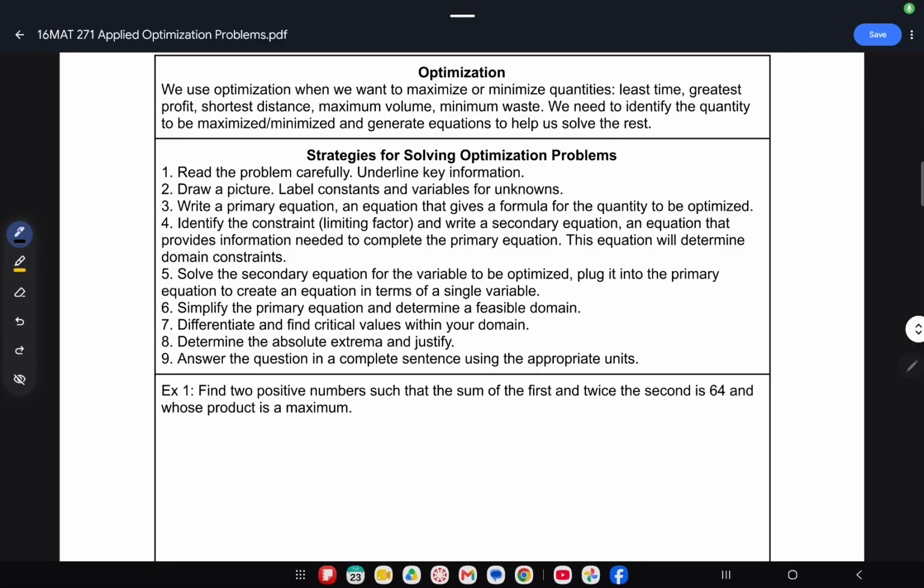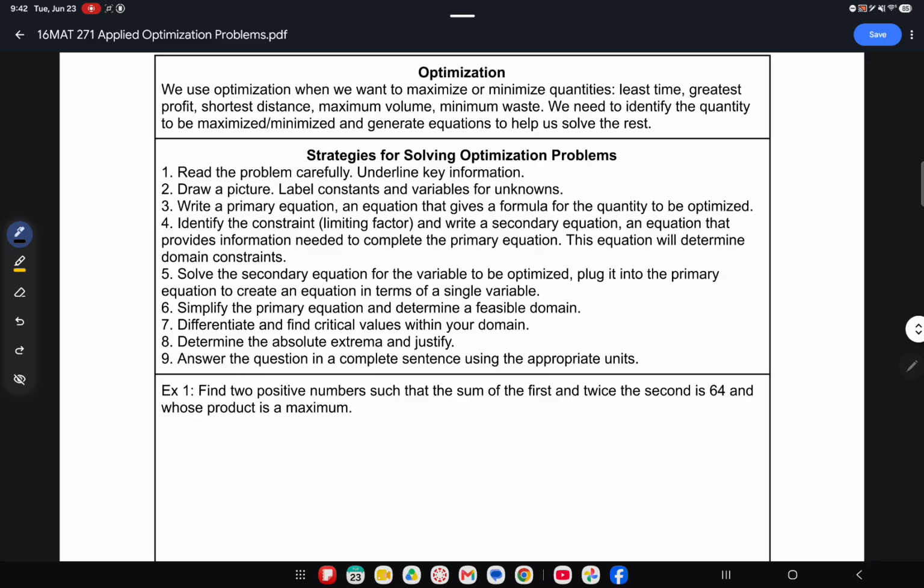All right, we're going to look at optimization now. So we use this if we want to maximize or minimize different quantities. We want to know, like, what's the least amount of time it's going to take for this, or what's the greatest amount of profit we could get. Or maybe we're making shipping boxes and we want to minimize the cost of materials. So like, what's the maximum volume we could have with the minimum amount of spending.